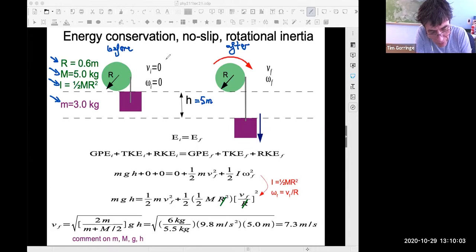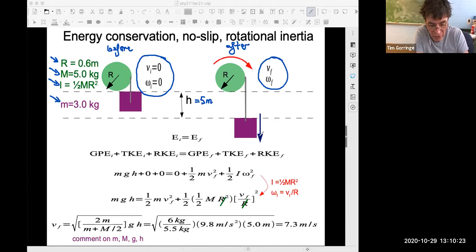Initially, the bucket and the pulley are both at rest. The bucket is not undergoing translational motion. Its initial velocity is 0. The pulley is not undergoing angular motion. Its initial angular velocity is 0. So v_i and omega_i are both 0. Finally, the bucket is undergoing translational motion, and the pulley is undergoing rotational motion, and I call v_f the final linear velocity of the bucket, and omega_f the final angular velocity of the pulley. Okay, so that's a picture of what's going on. We're going to apply energy conservation.